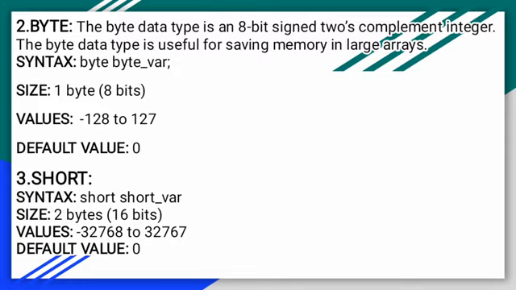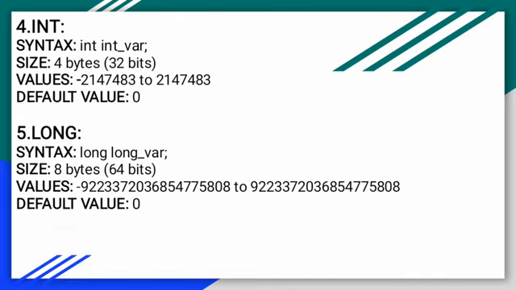So moving further, here we are going to discuss about int and long. Int deals with integer type, as we can know from its name, and its syntax is int space int variable. The size of int data type is 4 bytes, that is 32 bits. It takes values from negative 2147483648 to positive 2147483647. Some big values. The default value is 0.